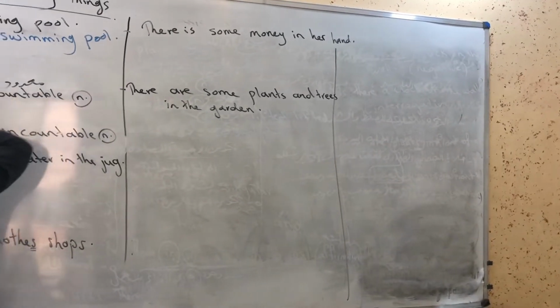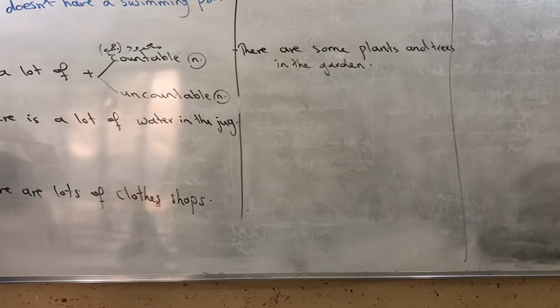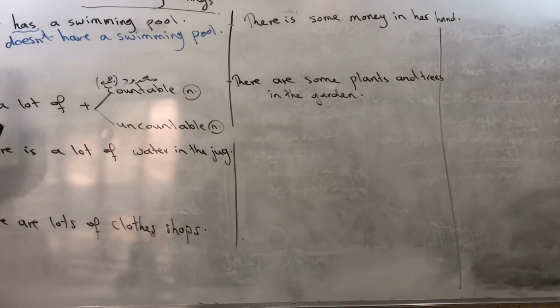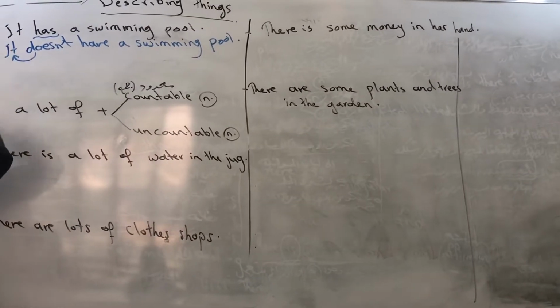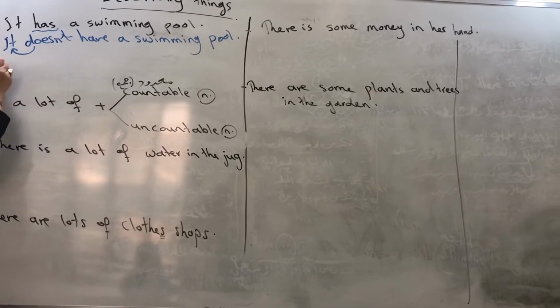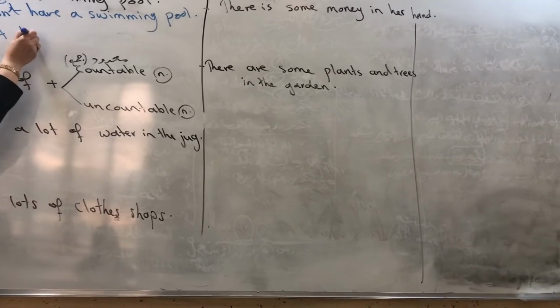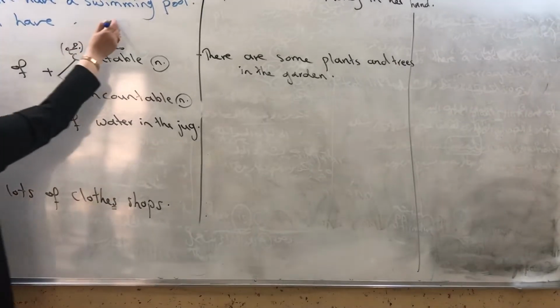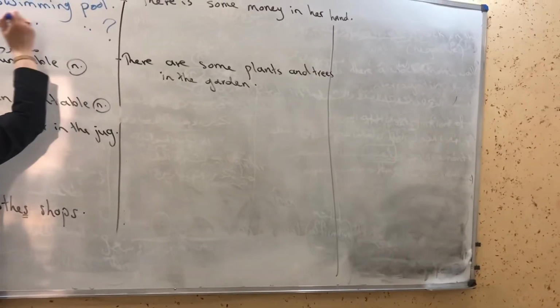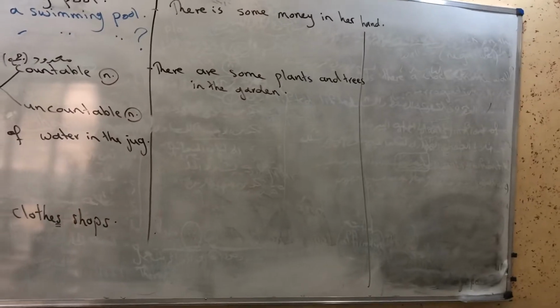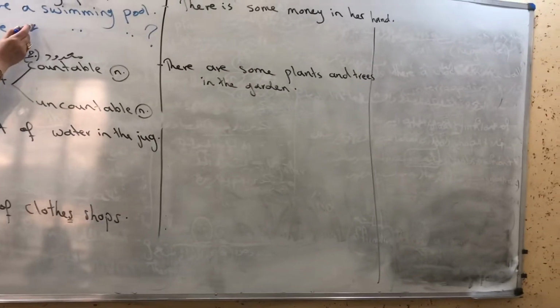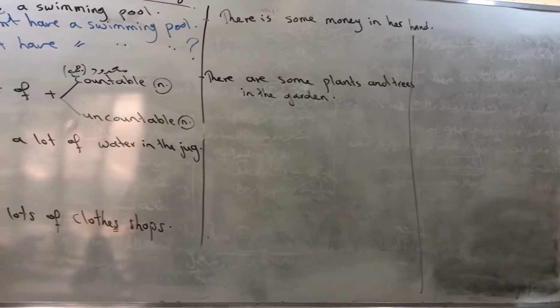This is negative. Now, if I want to change it into interrogative or into a question, I put the auxiliary verb before the subject. The auxiliary verb is does, the subject is it, have stays in the base form, and then the rest of the sentence and a question mark. So, does it have a swimming pool?